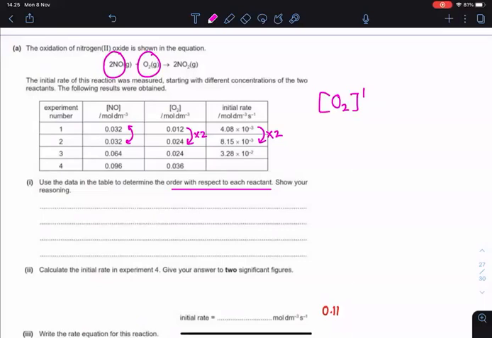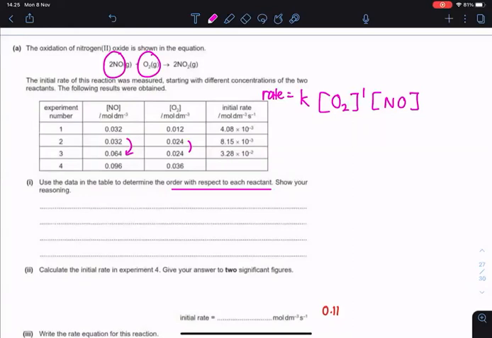I'm not done yet. So rate equals to k. I need to find out with respect to NO using the experimental data. So I erase this and I need to select another set of data where the O2 is going to be constant. You can see the O2 is constant. I can select experiment 2 and 3.